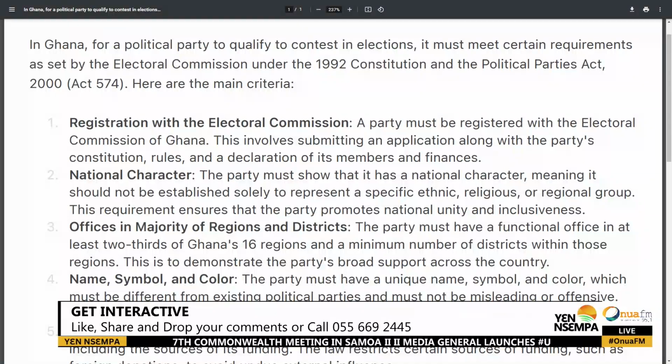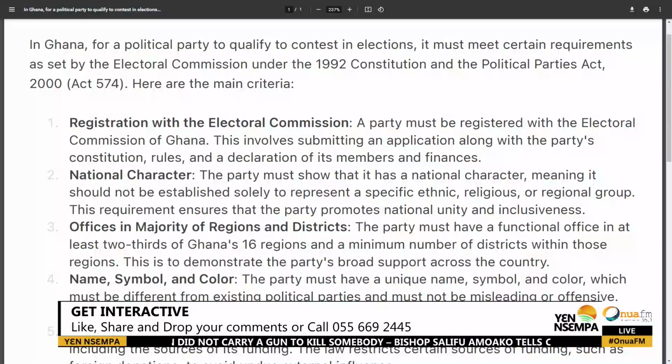And number 3, offices in the majority of regions and districts. Section 9 of the Political Parties Act. The party must have a functional office in at least 2/3 of Ghana's 16 regions and a minimum number of districts within those regions. This is to demonstrate the party's broad support across the country.